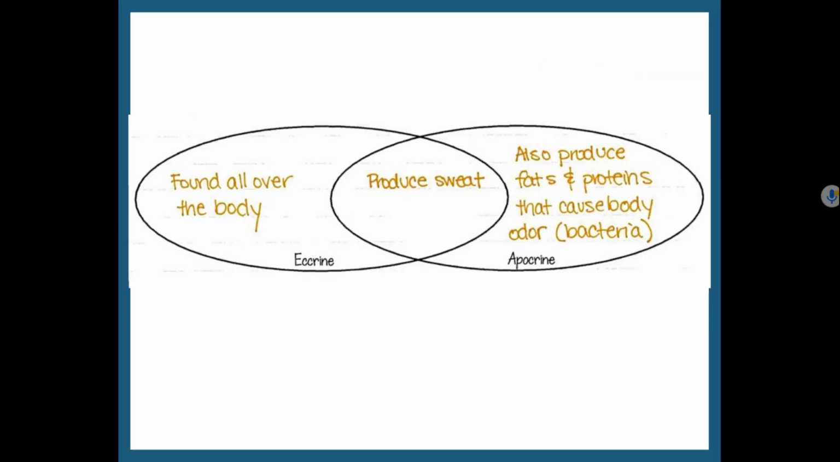In your notes, you will see a Venn diagram comparing eccrine and apocrine glands. It should be filled in to say something like what you see on the screen here. You can pause the video now and fill it in if you haven't already.